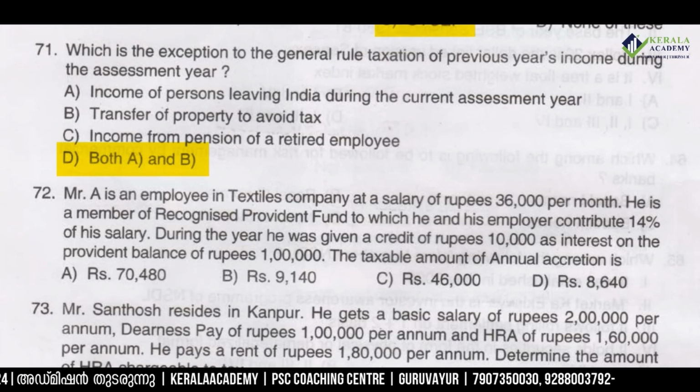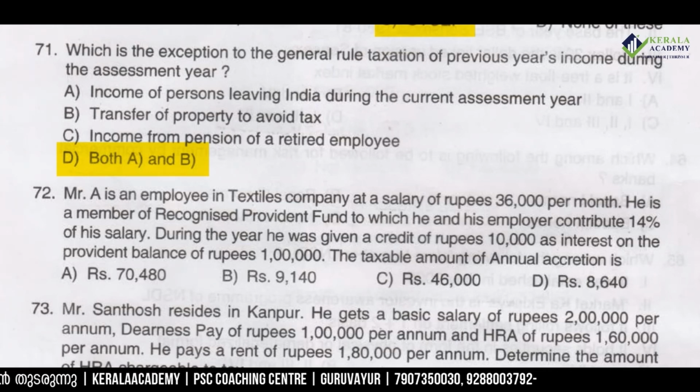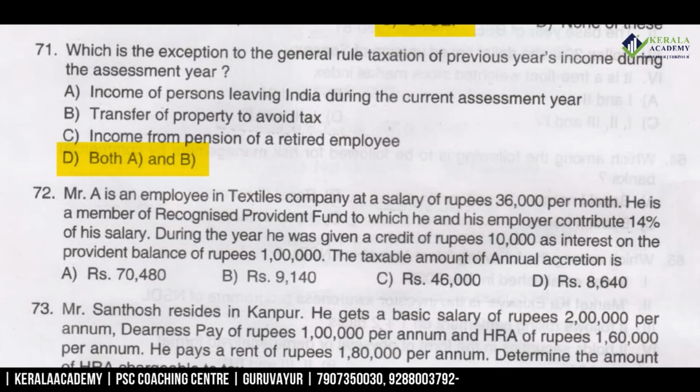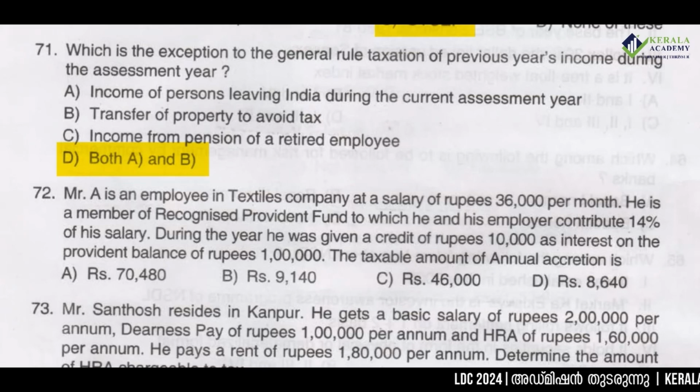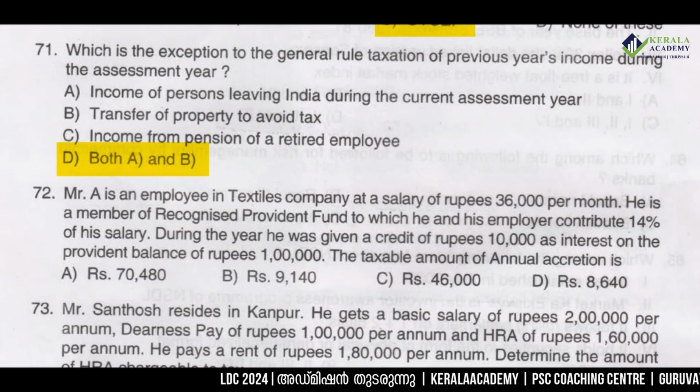Mr. A is an employee in a textile company at a salary of rupees 36,000 per month. He is a member of a recognized provident fund to which he and his employer contribute 14% of his salary. During the year, he has been given a credit of rupees 10,000 as interest on the provident fund balance of rupees 1 lakh. The taxable amount of annual accretion is rupees 70,480, rupees 9,140, rupees 46,000, rupees 8,640. Correct answer option B, rupees 9,140.